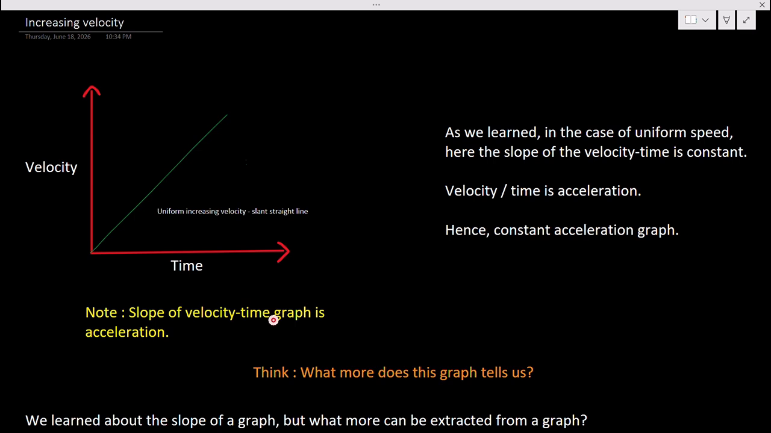Now, there is one more thing to think about on this graph. We learned about slope, where y by x is the slope, and we can get another quantity from the graph. Basically, the velocity-time graph can tell us about acceleration, because velocity over time is the slope of this graph. But what more can we get from the graphs? One thing is slope, but what can be another thing? Think about it. We'll move on to that.